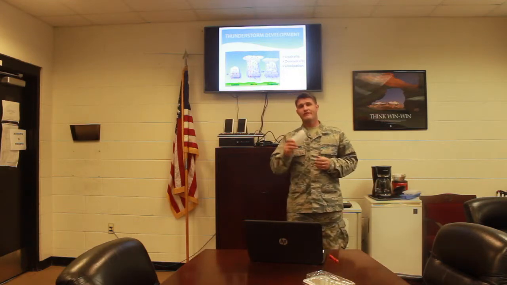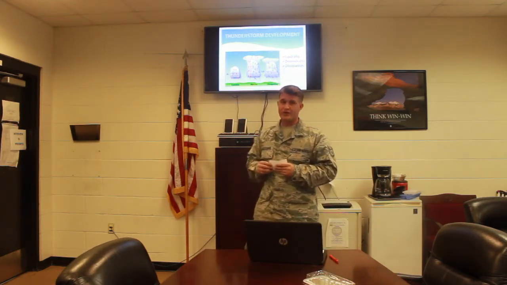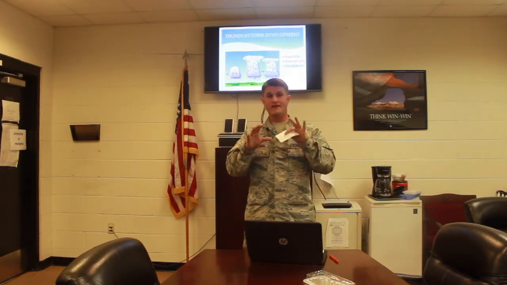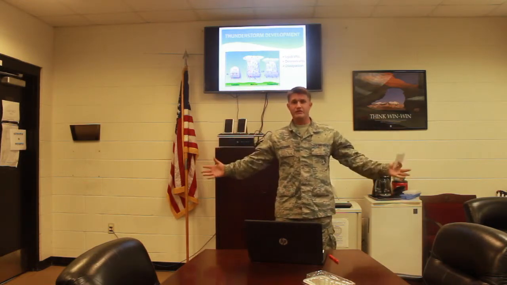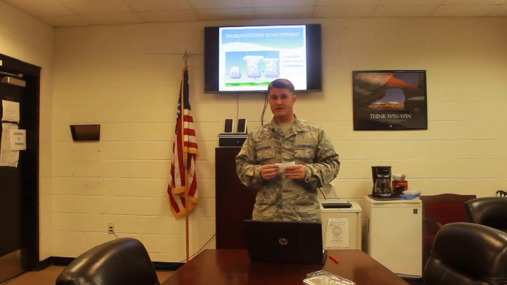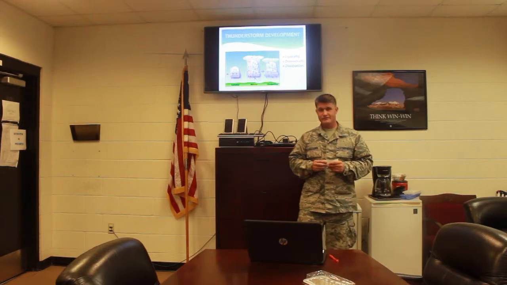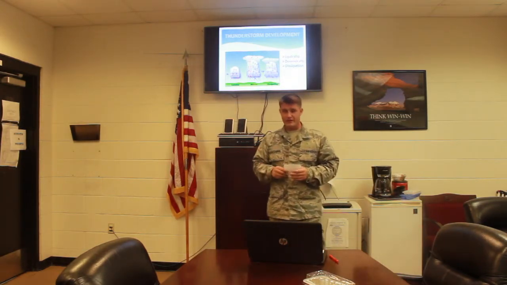Thunderstorms are made up of 3 phases. The first phase is your cumulus stage. The cumulus stage is when hot air rises. This is caused by the sun heating the earth, which in turn heats the air around it. And if there's moisture present, then as you can see right here, it creates cumulus clouds and causes a lifting action, which is required for a thunderstorm.